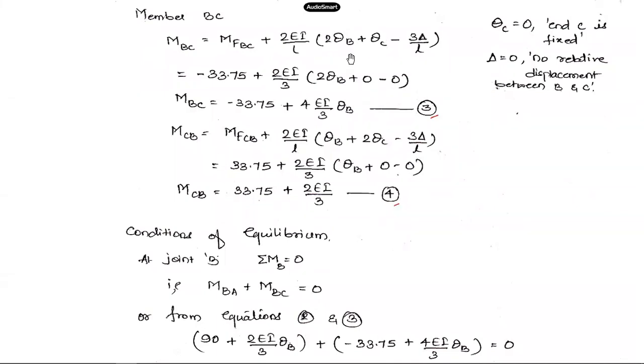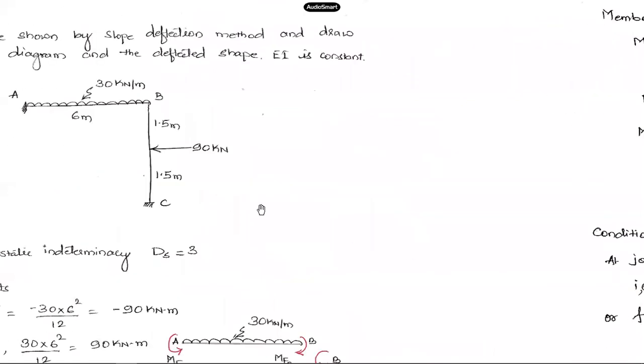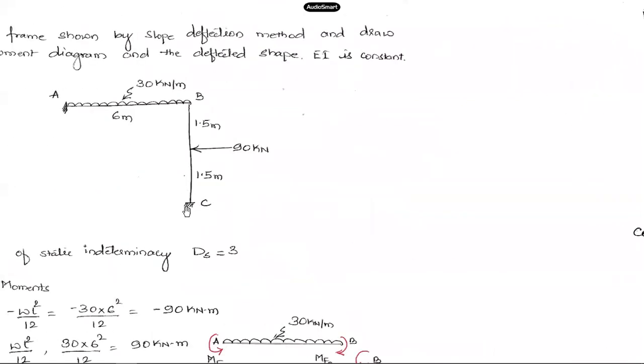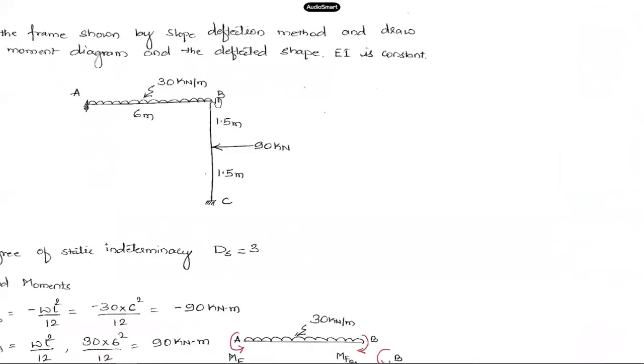And again, we'll look for the end conditions. What are the conditions at the ends of this member? Here C is fixed, so no rotation. Theta C has to be 0. And B is allowed to rotate. At this joint, rotation is possible. Also, the relative displacement delta between B and C is not there, because this is a non-sway frame.